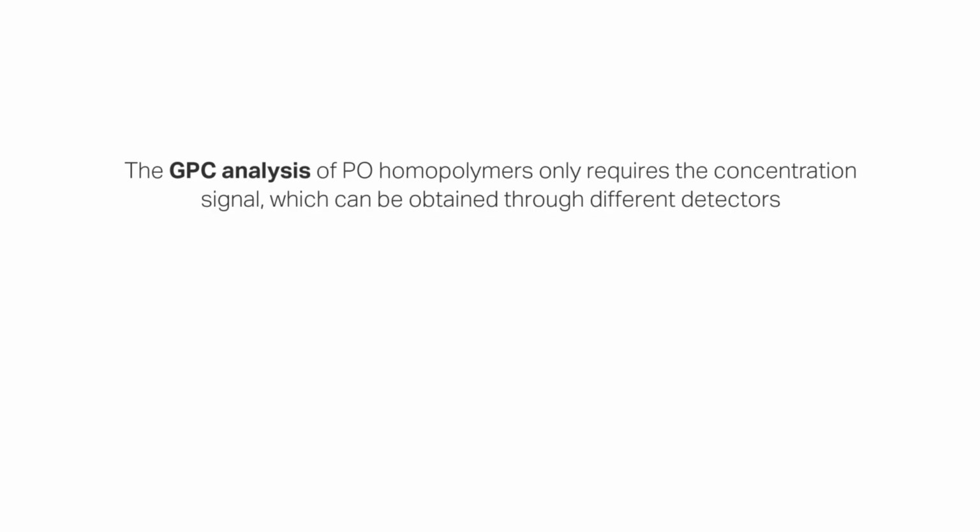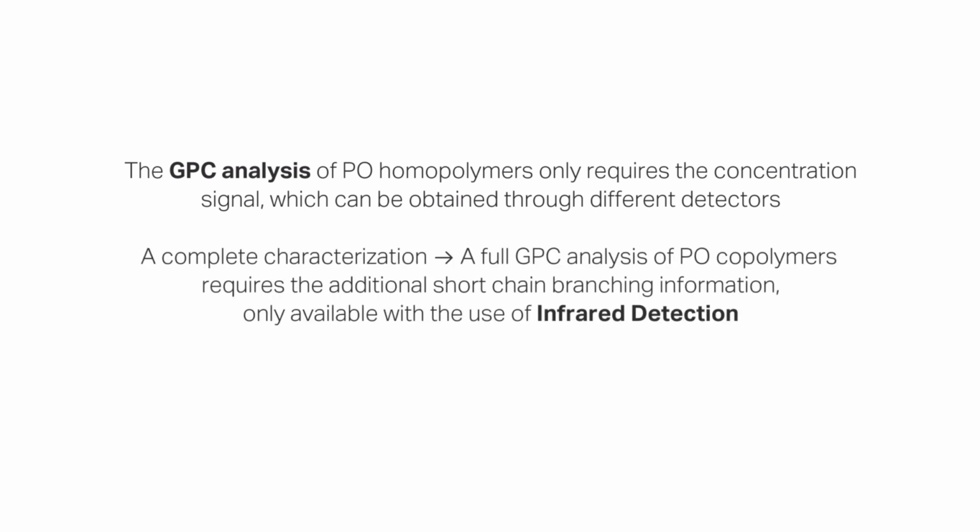The GPC analysis of polyolefin homopolymers only requires the concentration signal, which can be obtained through different detectors. However, a complete characterization, that is, a full GPC analysis of polyolefin copolymers, requires the additional short-chain branching information, and this is only available through infrared detection.